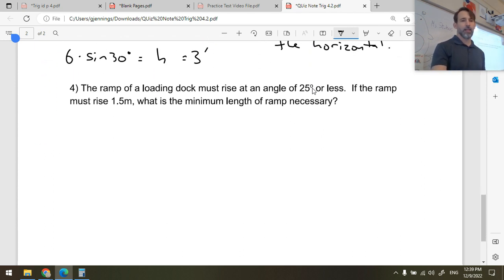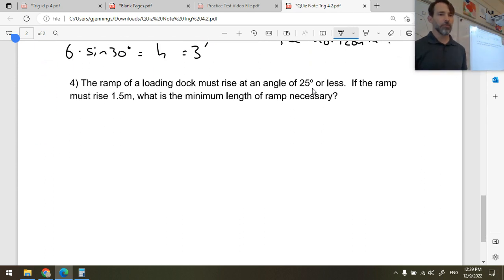Cool. The last one is a very practical type problem. The ramp of a certain loading dock wants to be built, and we know that we need to lift things up by 1.5 meters. Okay, that's how much rise we need in total. But we're limited by the angle.